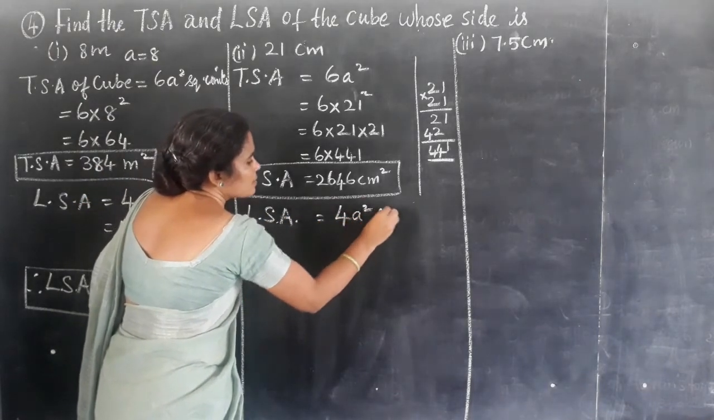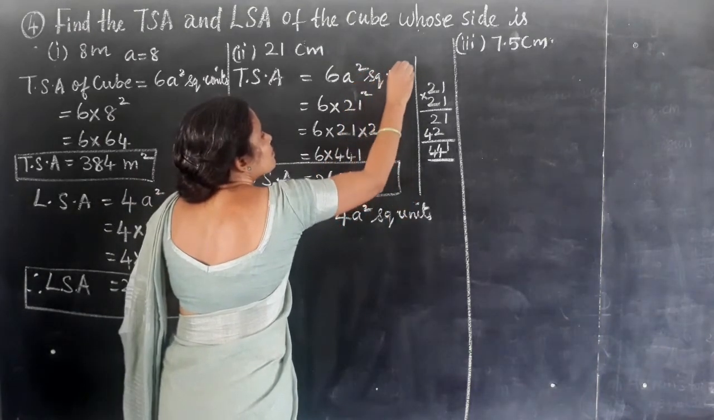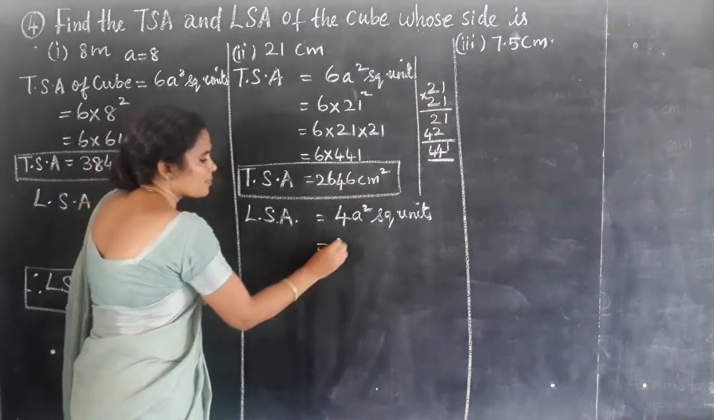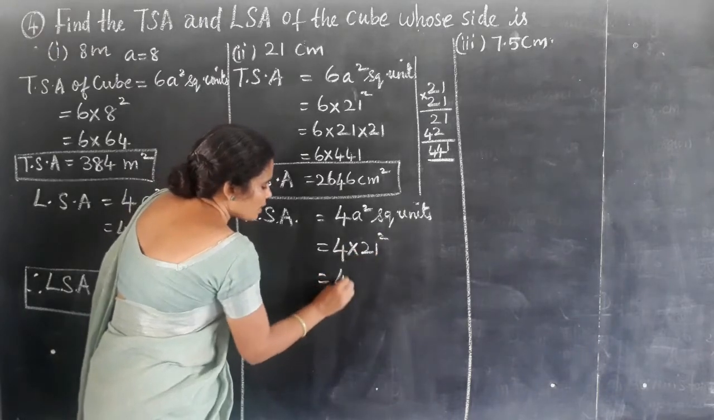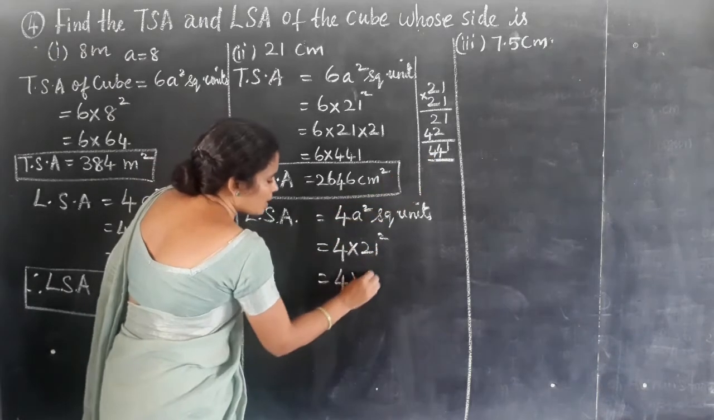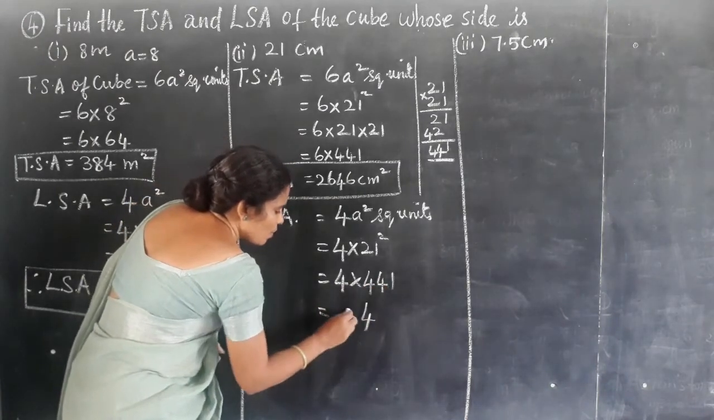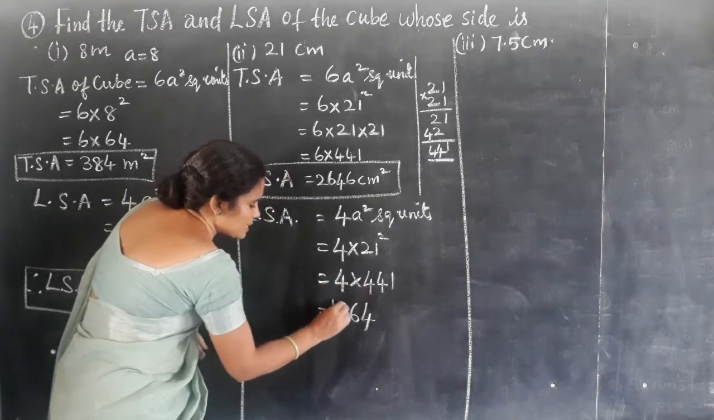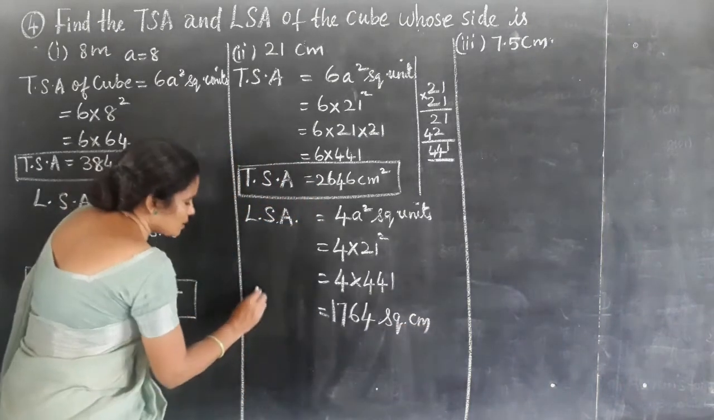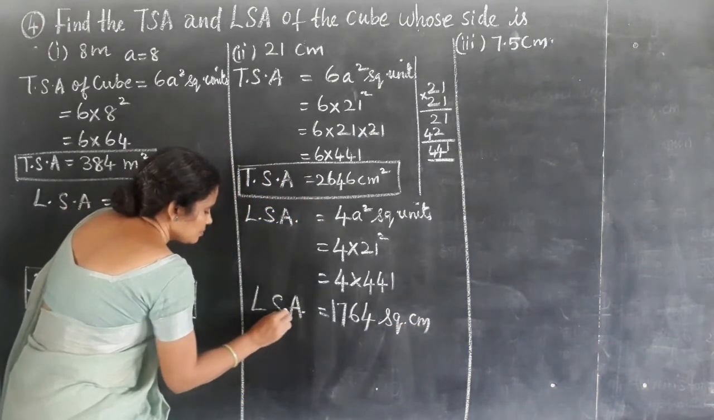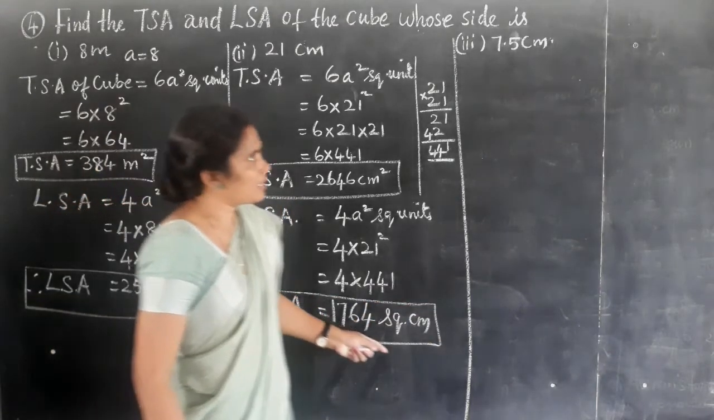And LSA is 4a square, square units. Okay, 4 into a square, that is 21 square. So 4 into 21 into 21, 441. So 4 1s are 4, 4 4s are 16, plus 1, 17, square centimeter. Okay, so LSA is equal to 1764 square centimeter.